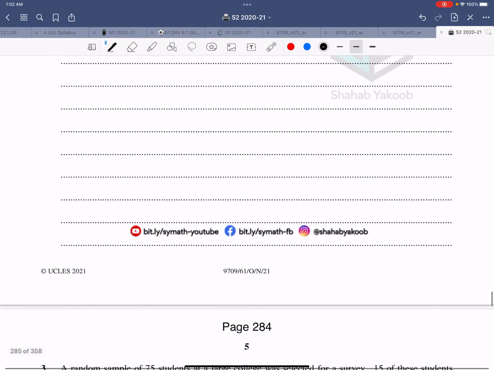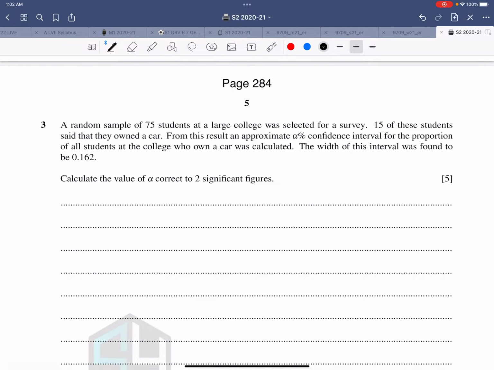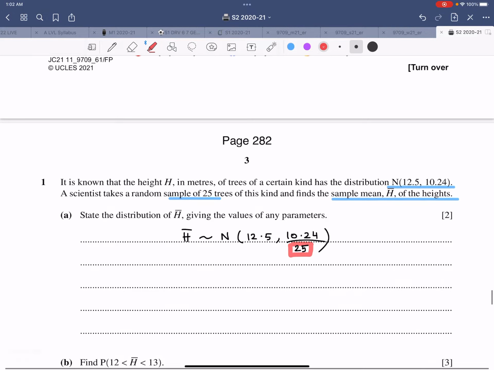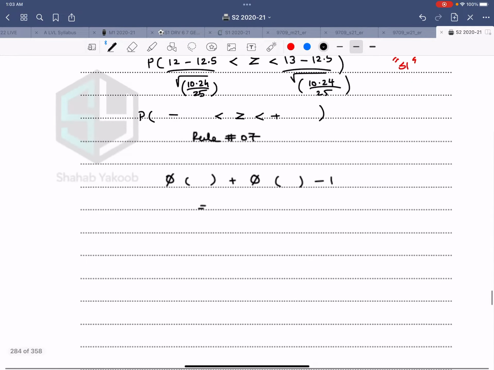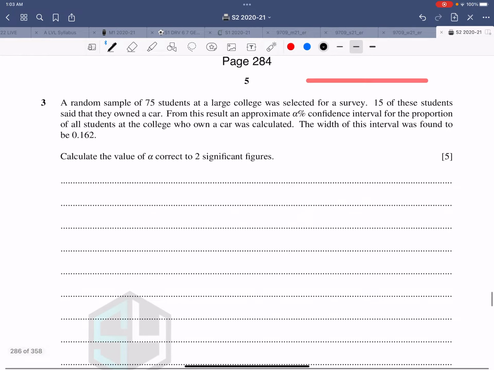Let's move to the next question, question number 3. It says a random sample of 75 students. Let me highlight this and also write it in the first one. The first one was basically about sampling. The second one is Poisson. Third one, let's see what it is.